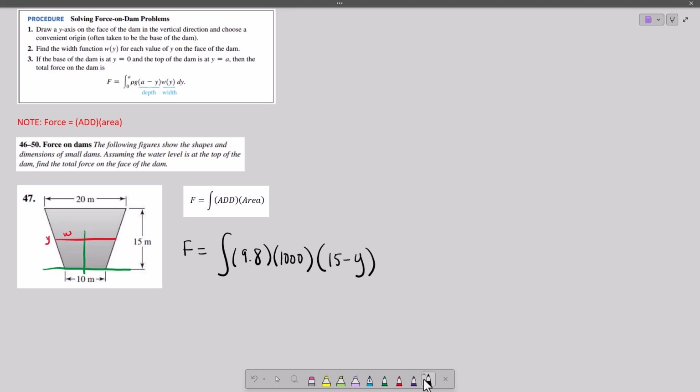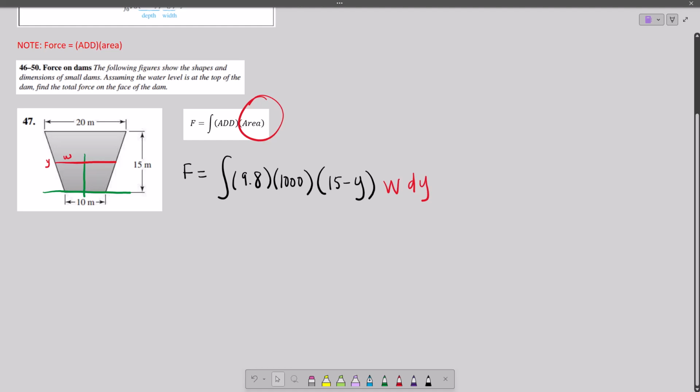And now the area piece. And again, not the area of the face of the dam, the area of this elemental strip. The area of that strip is its width multiplied by its thickness, which is dy. So this is going to be width multiplied by dy. That is what we're talking about with area. And this will go from 0 to 15 because we have 15 meters deep of water. All right.